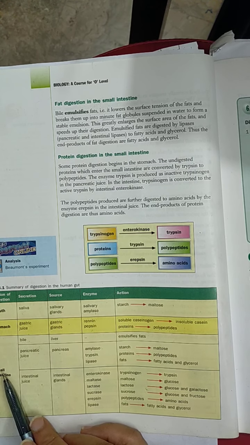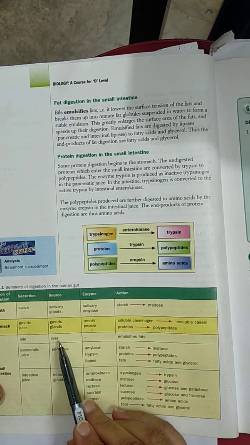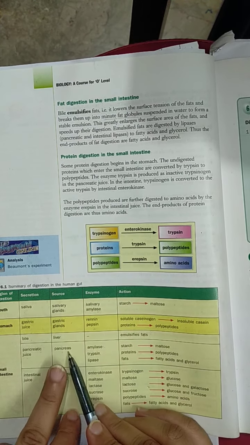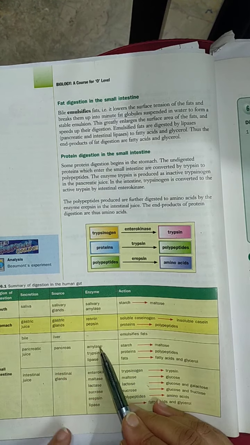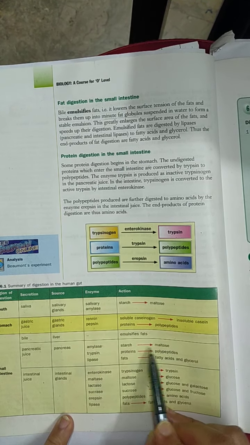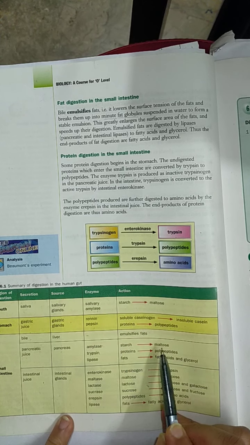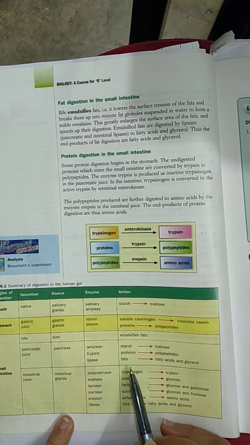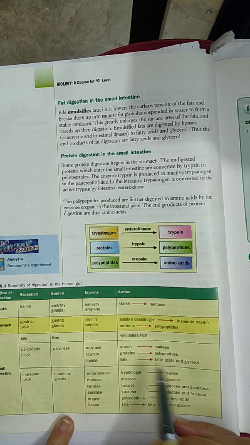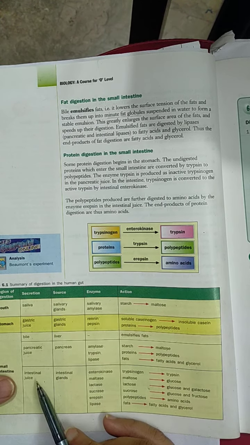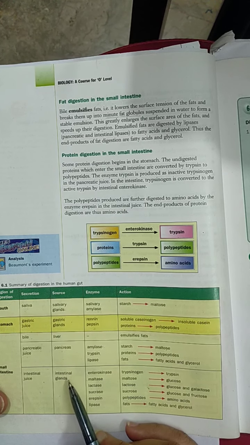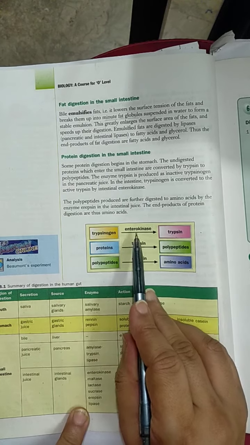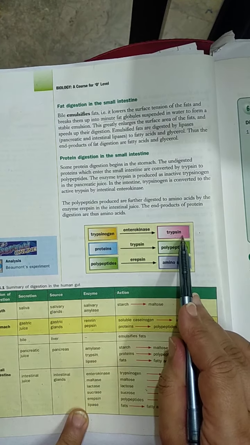So what is happening in the small intestine? First, bile, which is secreted by the liver, emulsifies fat. Then pancreatic juice secreted by the pancreas has amylase for the digestion of carbohydrates, so it converts starch into maltose. Trypsin converts protein into polypeptide. Lipase converts fat into fatty acids and glycerol. In the same way, intestinal juice secreted by intestinal glands has enterokinase, which I told you here, it converts trypsinogen into trypsin.